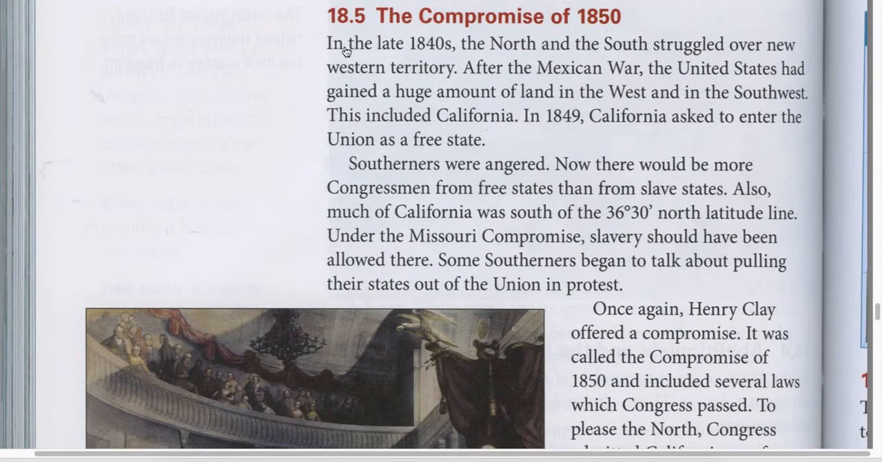Compromise of 1850. In the late 1840s, the North and South struggled over new Western territory. After the Mexican War, the United States had gained a huge amount of land in the West and in the Southwest. I just showed it to you. This included California. In 1849, California asked to enter the Union as a free state. Well, that would upset the South, wouldn't it? Plus, California's huge. Plus, isn't half of it below that 36°30′ line?